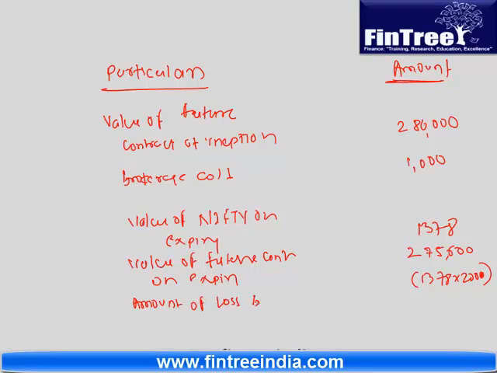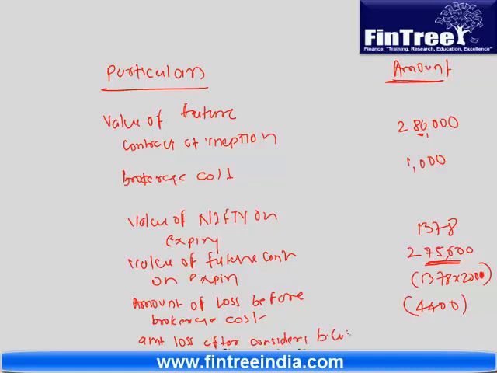Then amount of loss before brokerage cost, which is 2,80,000 minus 2,75,600, is 4,400. And amount of loss after considering brokerage cost would be 4,400 plus 2,000, 6,400.